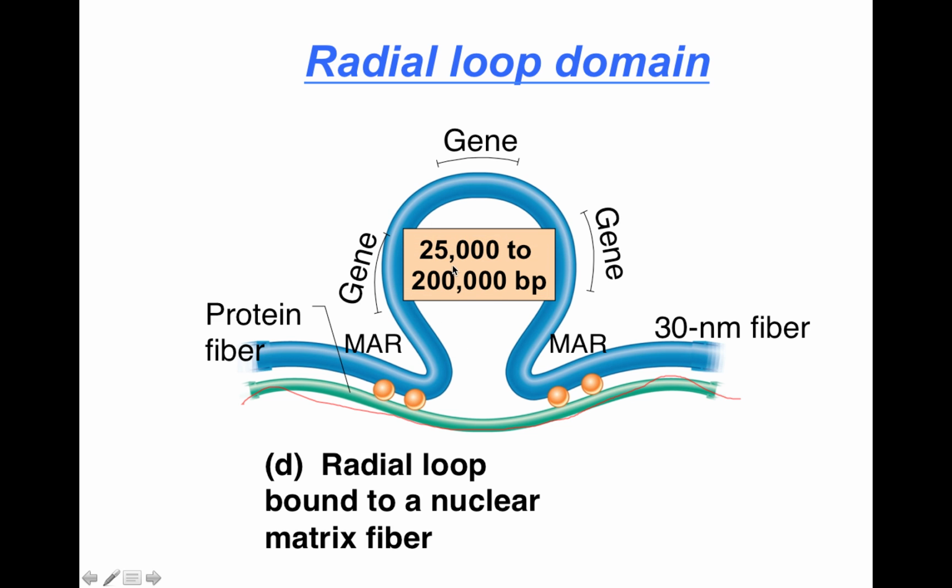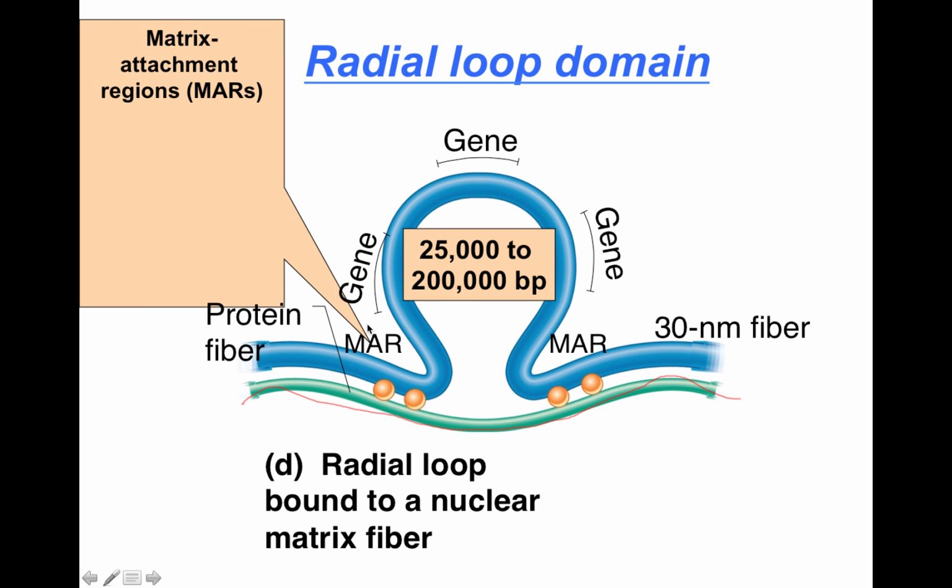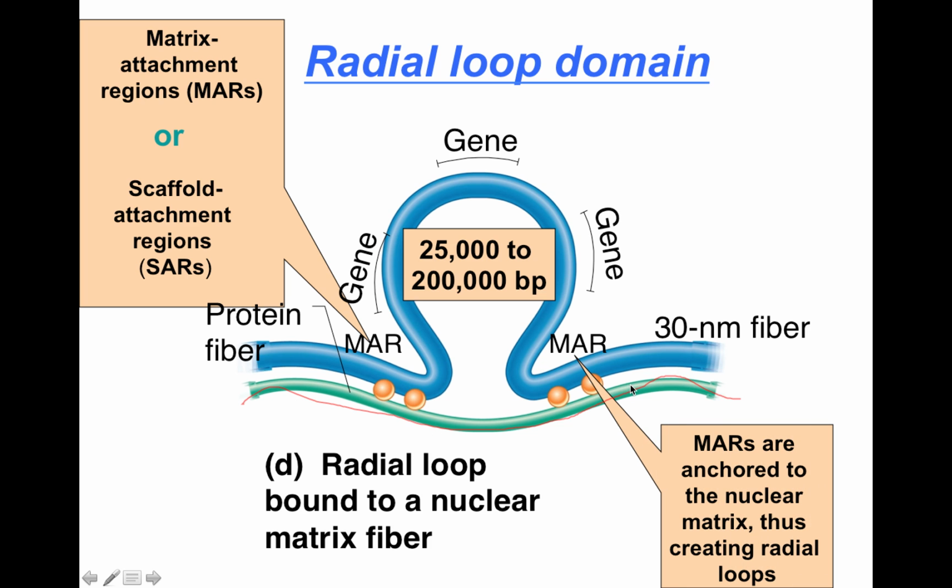The loops can be quite variable in length, from 25 to 200 base pairs long. There are matrix attachment or scaffold attachment regions where the DNA is bound to the matrix or scaffold of the chromosome. And the MARs, the matrix attachment regions of the chromosome, are attached to the nuclear matrix, creating these radial loops. So the DNA inside a nucleus of a eukaryote, although it may appear somewhat loosely organized, is actually quite organized.